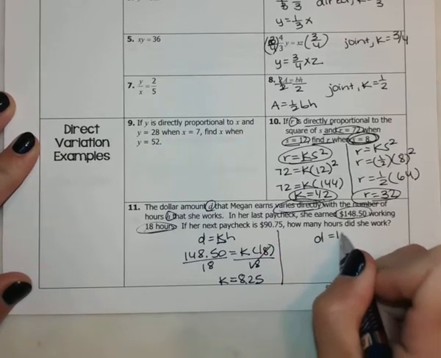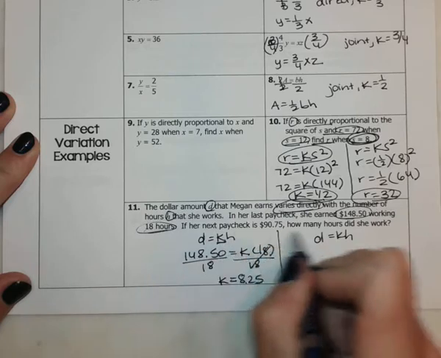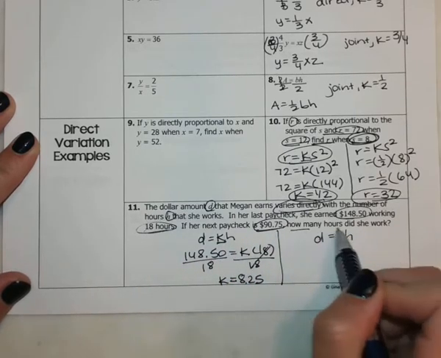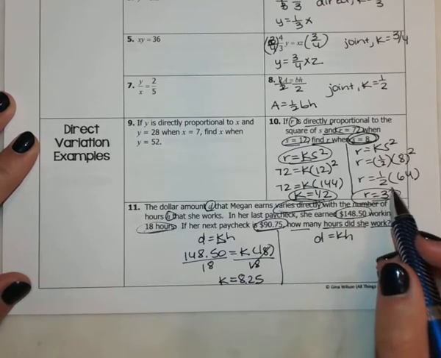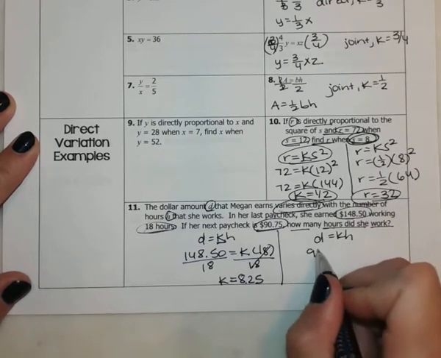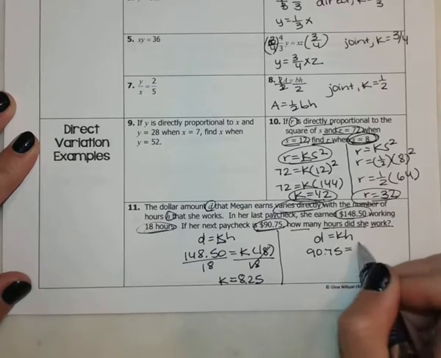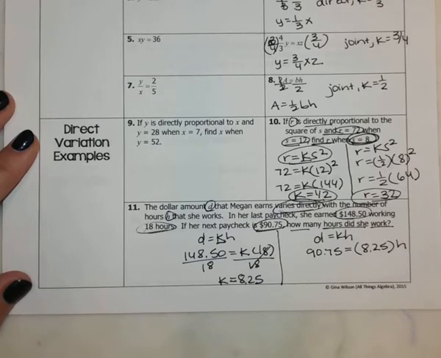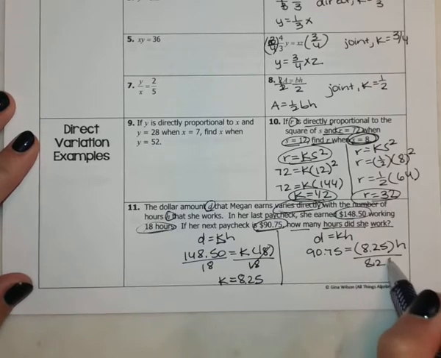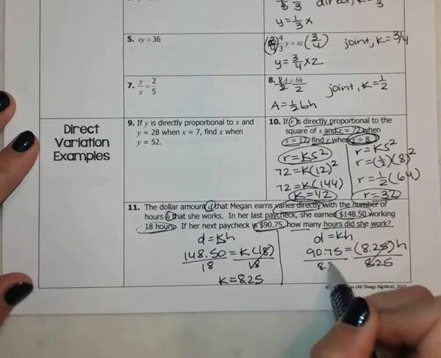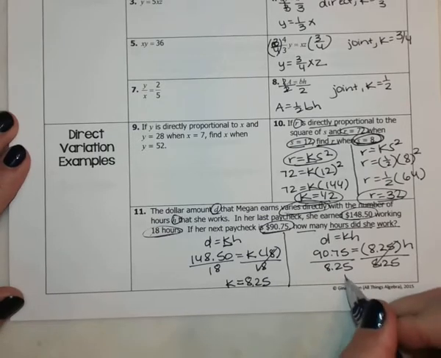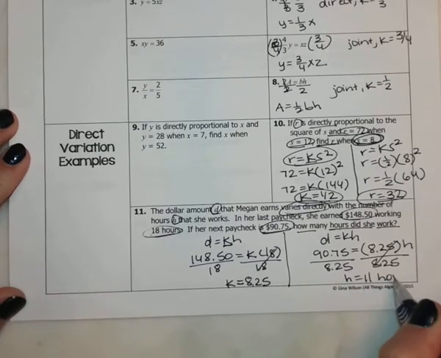Step 2, write down your equation again, then read the rest of the problem. Her next paycheck is $90.75. How many hours did she work? So we don't know the hours, but we do know the dollar amount, and we do know the constant. So solving for H, divide by your 8.25, and we get 90.75 divided by 8.25, and the number of hours she worked is 11 hours.